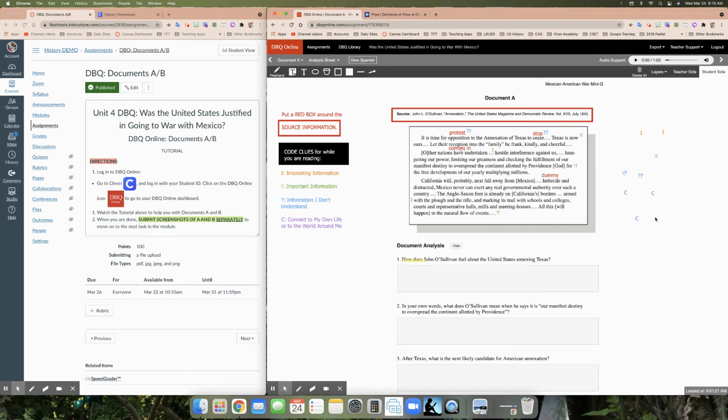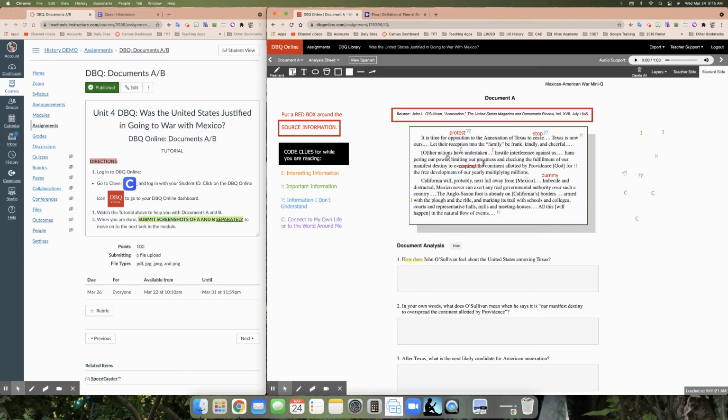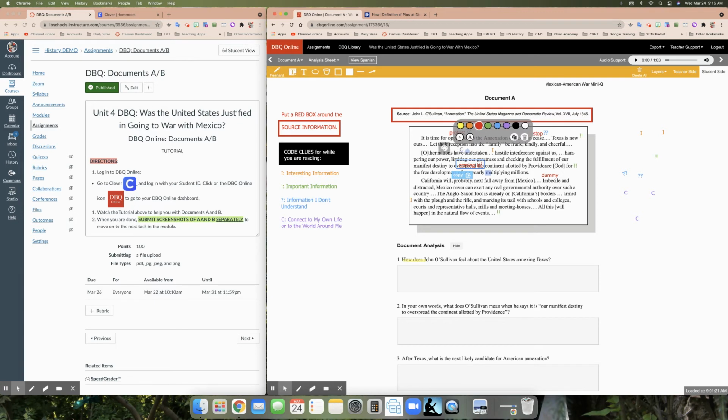Now, how can I connect any of this? Looks like I accidentally moved to C, so I'm going to move this. Move you out of the way. These aren't as convenient, but there's something. Reception. Okay.